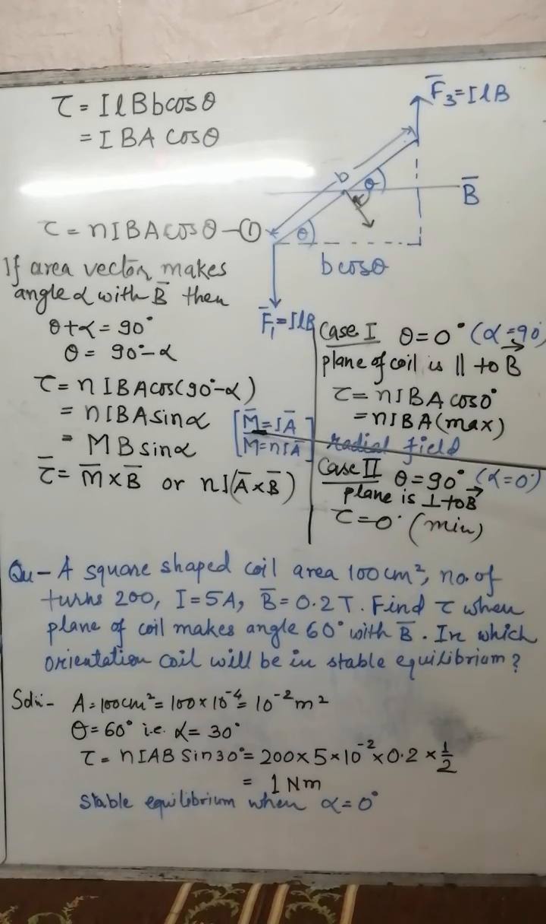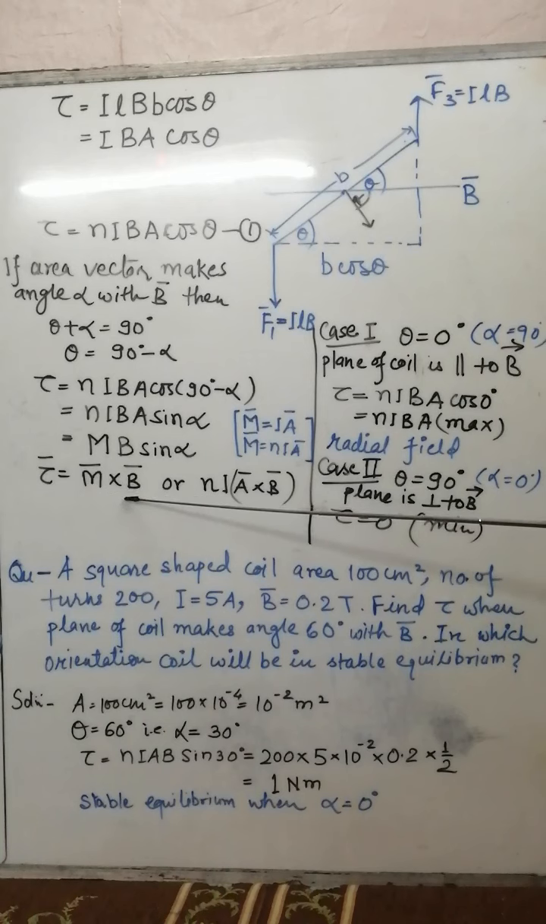Now I have told you that this current carrying loop acts like a magnetic dipole, which is given by M. M is equal to IA, the current flowing through that loop and the area of that loop, in the form of a vector, the area vector. So M is equal to IA, or if N turns are there, M is equal to NIA. Putting the value of M in this equation, NIA will give us this magnetic dipole M, this is magnetic field B, and sin alpha.